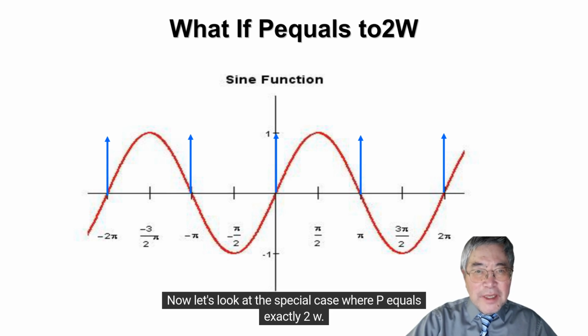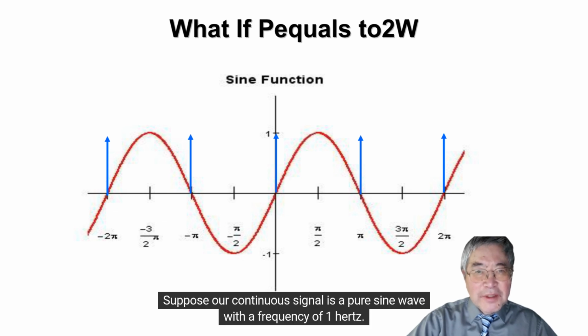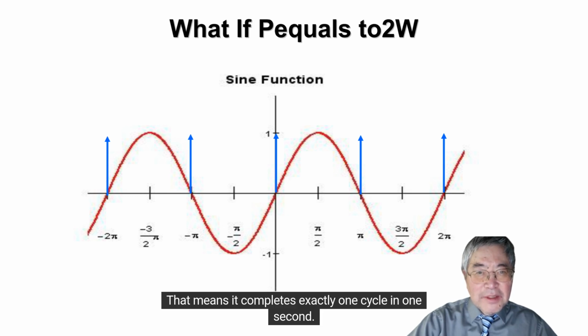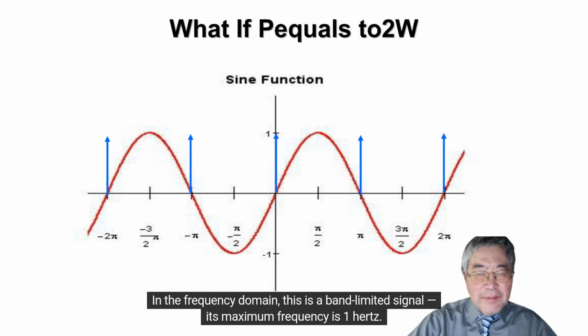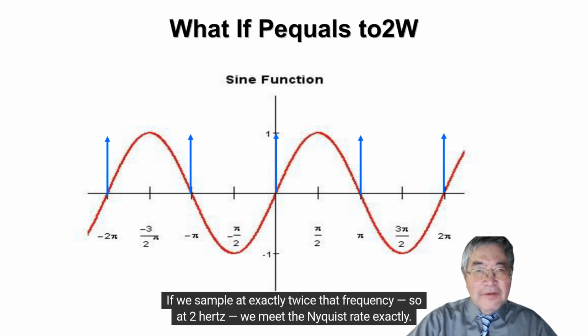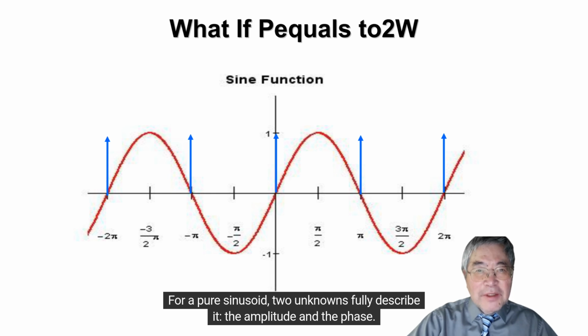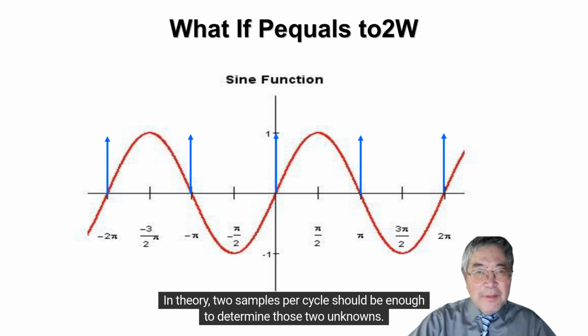Now let's look at the special case where p equals exactly 2w. Suppose our continuous signal is a pure sine wave with a frequency of 1 Hz. That means it completes exactly 1 cycle in 1 second. In the frequency domain, this is a band-limited signal. Its maximum frequency is 1 Hz. If we sample at exactly twice that frequency, so at 2 Hz, we meet the Nyquist rate exactly. In this case, we take 2 samples within each cycle. For a pure sinusoid, 2 unknowns fully describe it, the amplitude and the phase. In theory, 2 samples per cycle should be enough to determine those 2 unknowns.